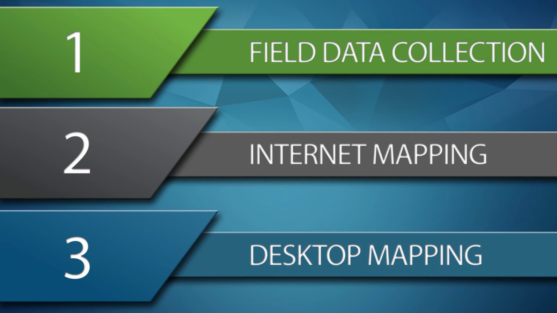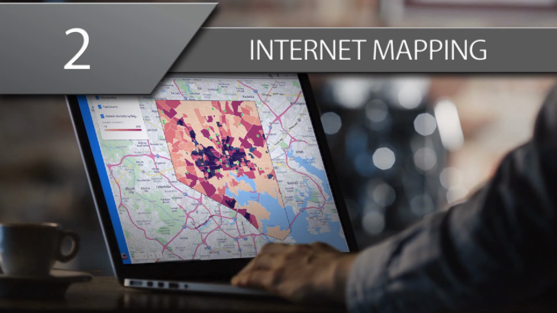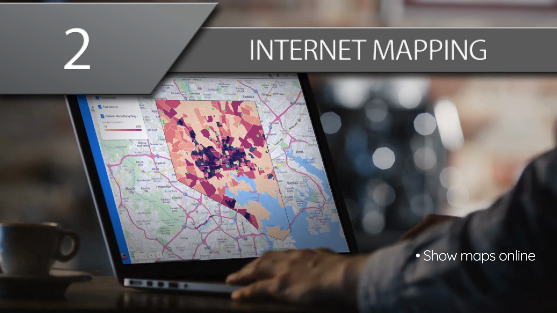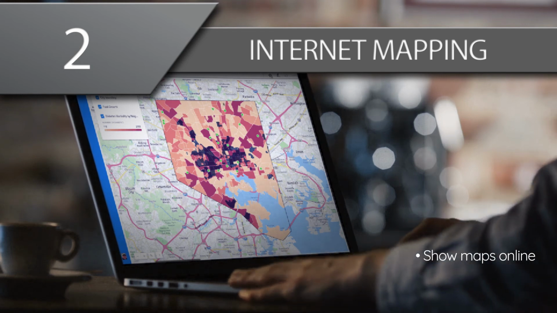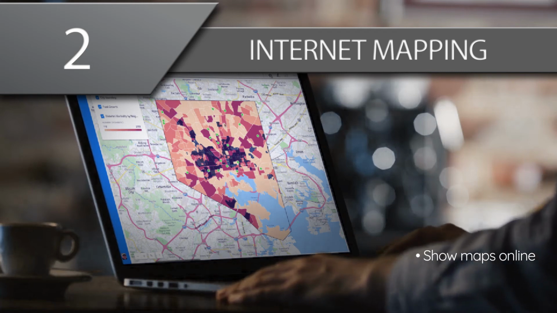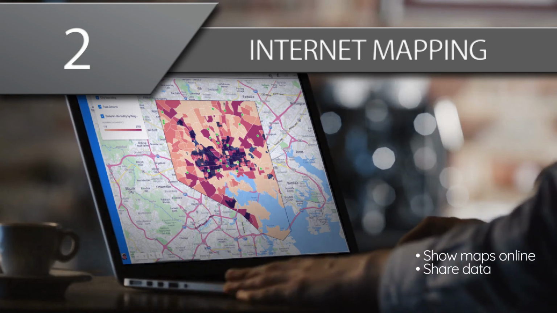Once the data is collected, the next component is Internet mapping. In today's connected world, it is often desirable to put a final map onto a web page as an interactive map that your users can manipulate as needed. Think of this much like a Google map, allowing the user to zoom in and out and turn data layers on and off. This is intended as a final dissemination component.